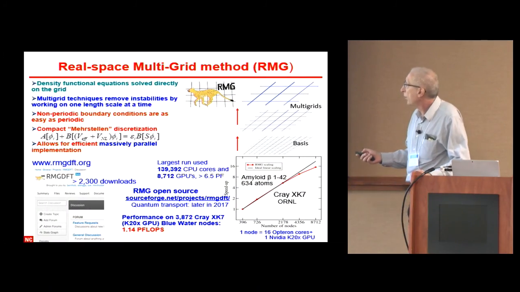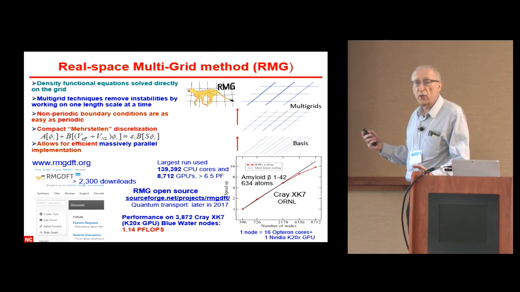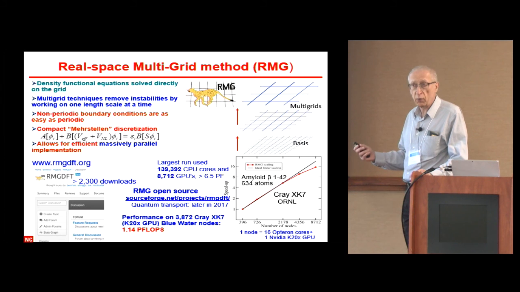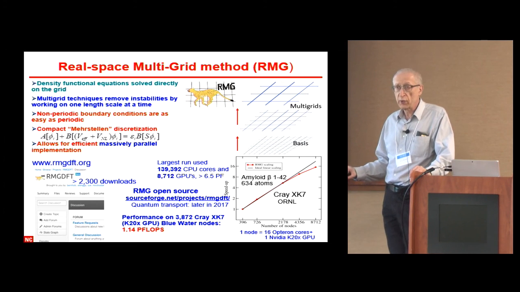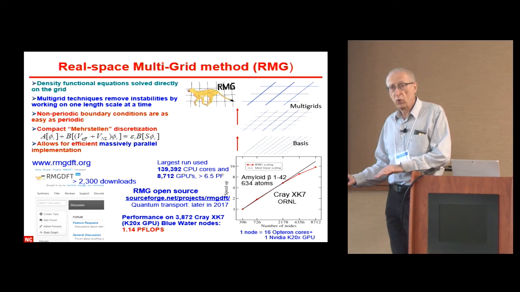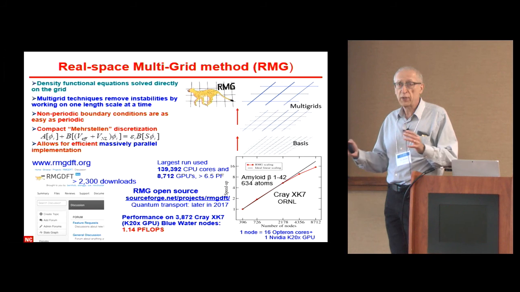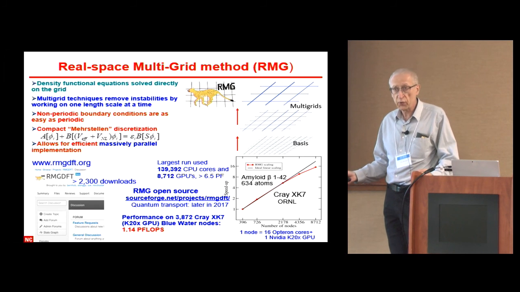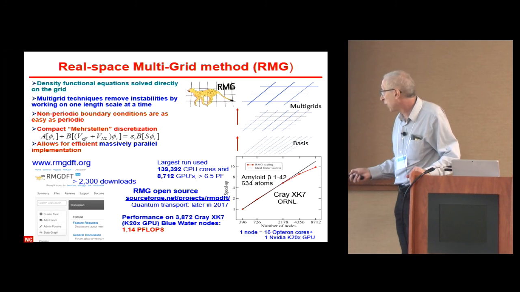Okay, let's switch. First, a few view graphs about the real space multigrid method. It uses grids as a basis as opposed to plane waves. Plane waves are what physicists predominantly use. Grids are the dual equivalent of plane waves, but you can easily parallelize using domain decomposition. You can use multi-grid methods to accelerate convergence, often dramatically.